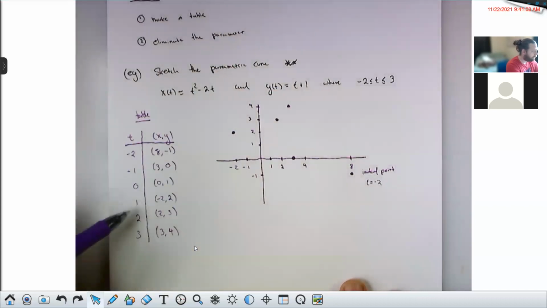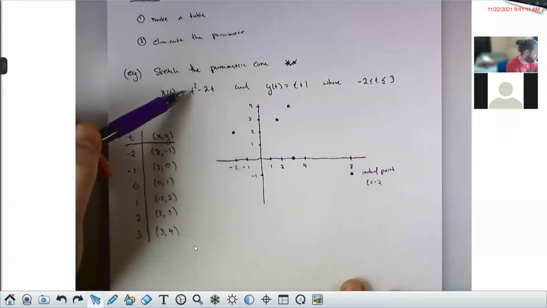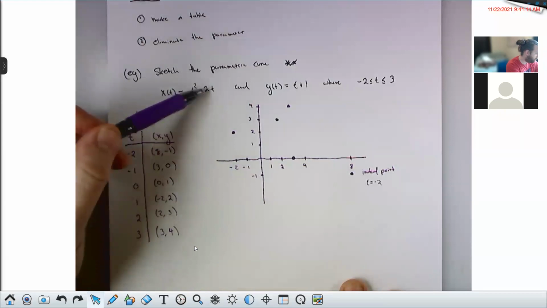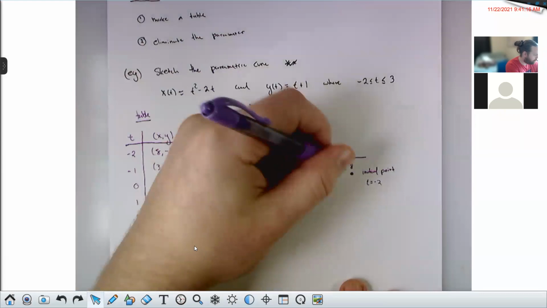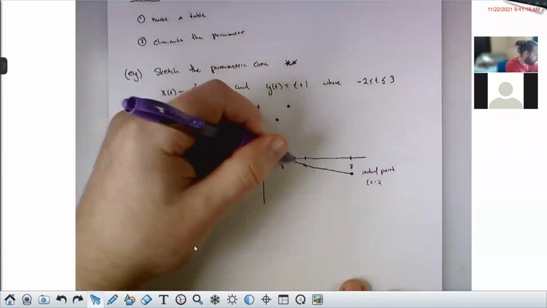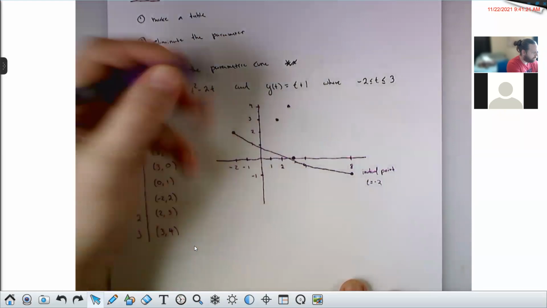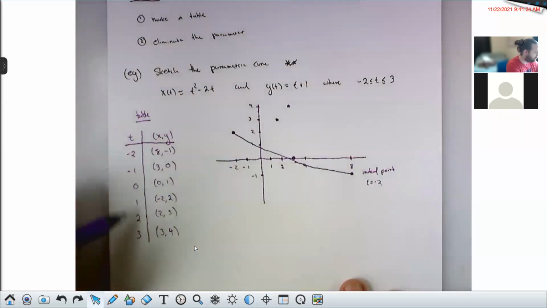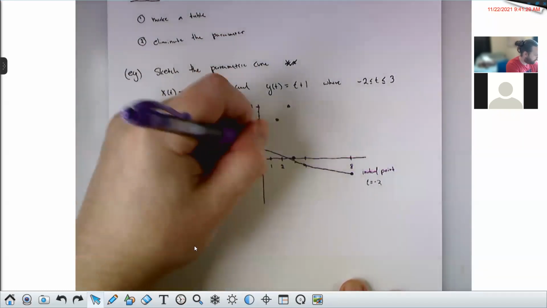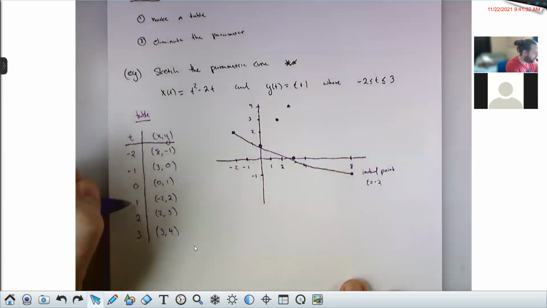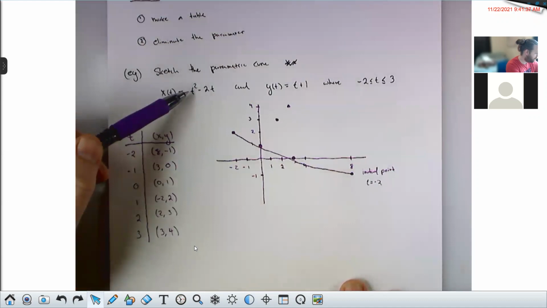Oh, did I make a mistake in here? Let me double check something. So 2, 3 came from t equals 2, that's 4 minus 2. So this curve to me started off looking like something like this. I do think I made a little mistake here. I'm so sorry. So 0 gave me 0, 1, which I didn't plot. 1 gave me -1, 2, which I did plot. 4 minus 2 times 2.